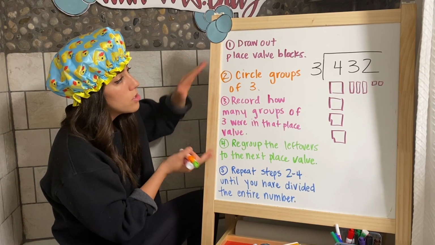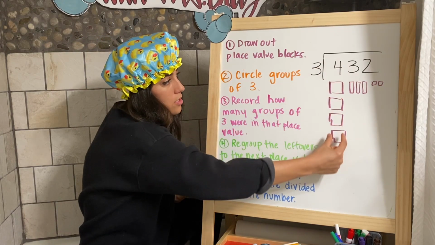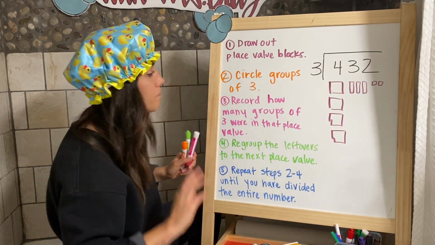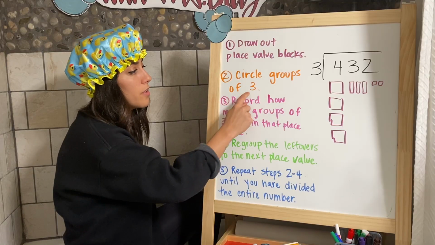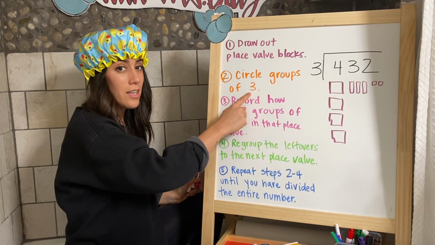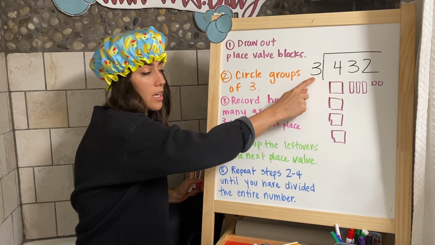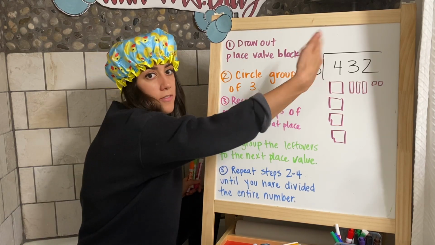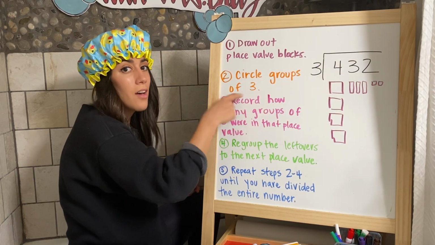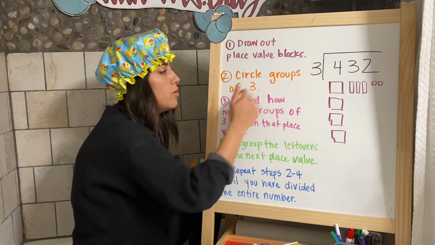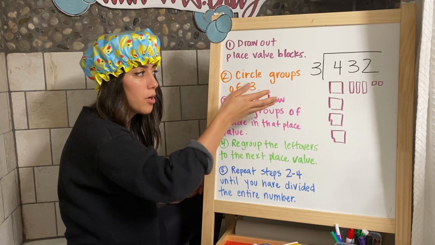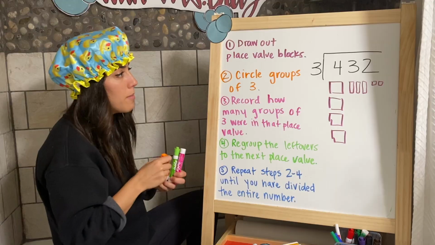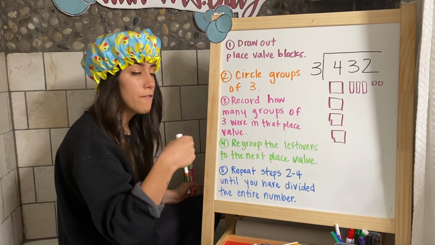Okay, so I'm going to start with the first place value, which is my hundreds. I'm going to circle groups of 3, and really you can insert any number here that would be what you're dividing into. So for a problem that says 5 divided into whatever, you would circle the groups of 5, or if it said 2, then you would circle the groups of 2. So for this problem, it's 3.